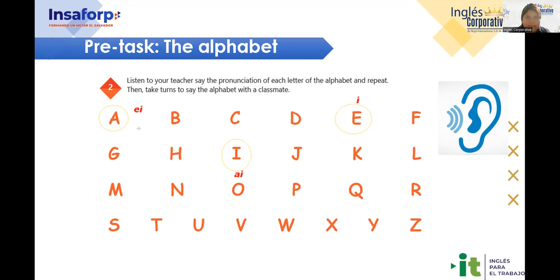So now let's check some others. For example, we have B and V. Okay, B and V. Nótese que esta es labial y esta es grande. B and V. Look at this. B and just V. Okay, so now let's check another one. Vamos a ver, ¿cuál otra podemos comparar, chicos?